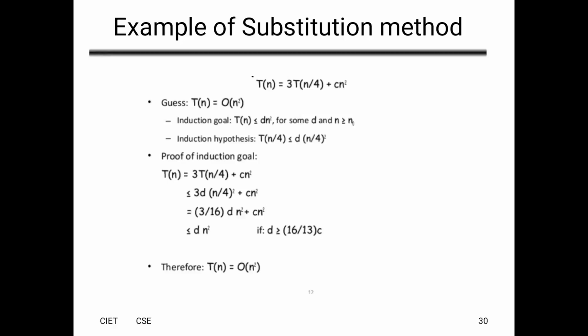So in the substitution method, the time complexity is calculated using T(n) = 3T(n/4) + cn². The solution or proof for the given problem is T(n) = O(n²). Here the problem is bounded by less than or equal to dn². So we are taking dn². Okay, so this holds if d is greater than or equal to 16/13 c. So then the solution for the problem is T(n) = O(n²).